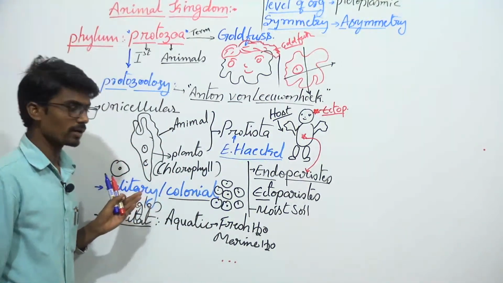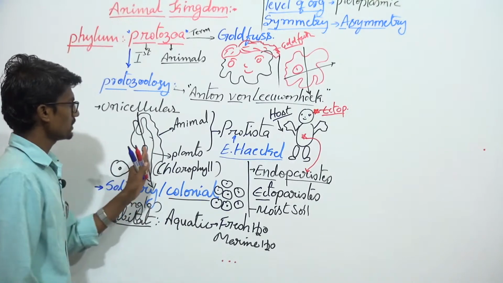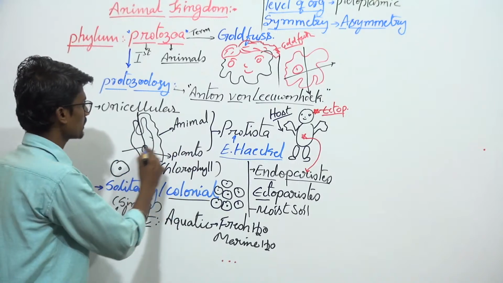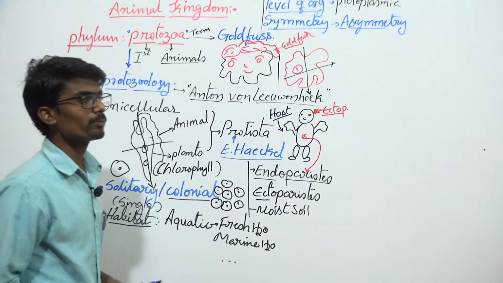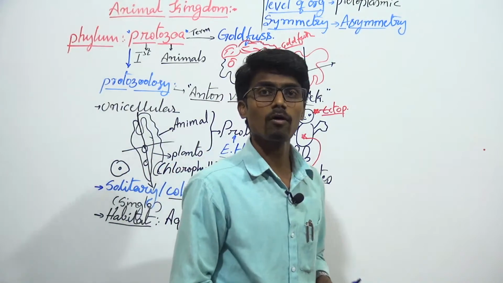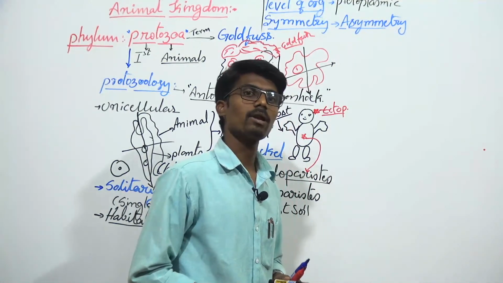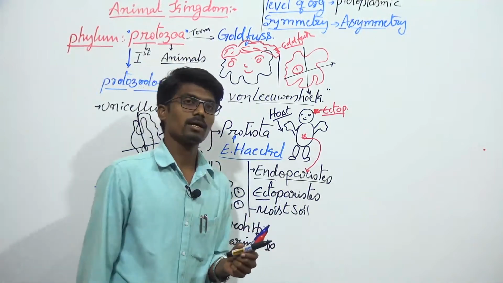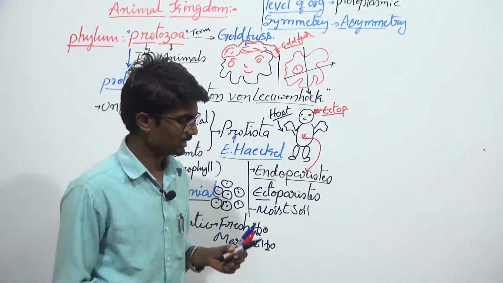You can take euglena. If I cut this euglena like this, on one side there is a flagellum, and on the other side it is absent. If you cut like this, it won't give any two equal parts. That's why all the protozoans are examples of asymmetry. These are all concepts they generally ask in competitive examinations.